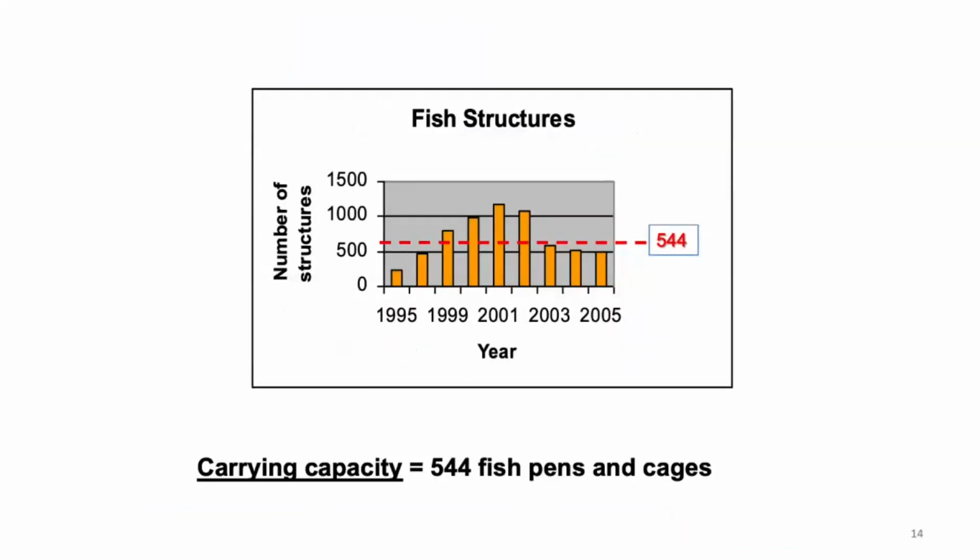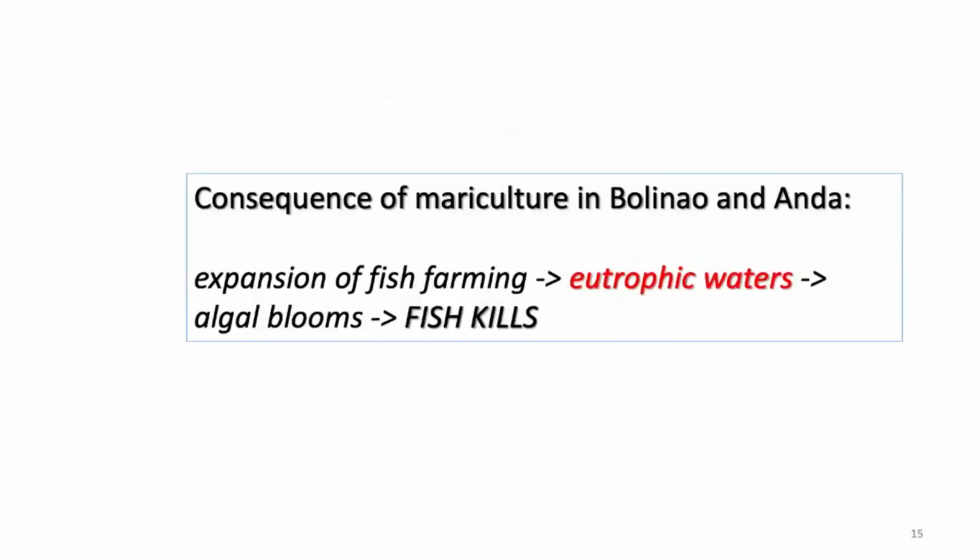For Bolinao, the number of fish structures did not remain within the carrying capacity of 544 units, but it actually doubled in 2002. And that is when the first massive fish kill happened in the area that resulted in big economic loss of around $8 million. Since then, the town has kept the number of fish structures to within the carrying capacity up to this day. However, algal blooms and fish kills continue to occur. With expansion in fish structures, you create eutrophic conditions.